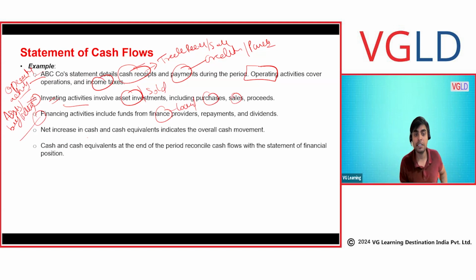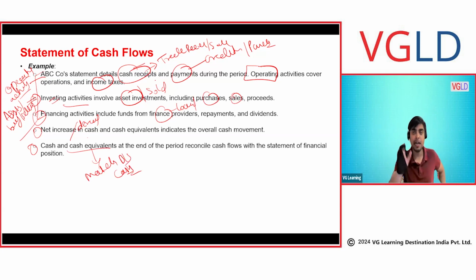And then we would see the net increase or decrease, whether the total cash we have received has increased or decreased. Then we will have cash and cash equivalents matching with our balance sheet cash. This may not make sense today, but trust me, after the syllabus it will make much more sense. The cash flow statement will always match with the balance sheet cash. Okay.